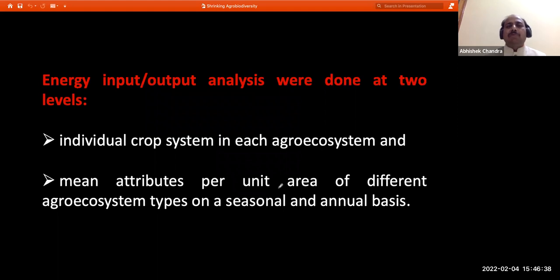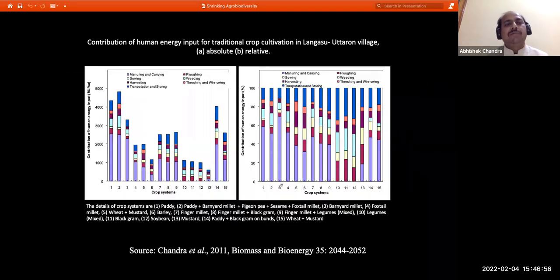Energy input-output analysis was also done at two levels: the individual crop system of the agro-ecosystem, and the mean attributes per unit area for the different agro-ecosystem types on a seasonal and annual basis. Again, we found the energy level is much higher in the case of mixed cultivation rather than monocultivation.